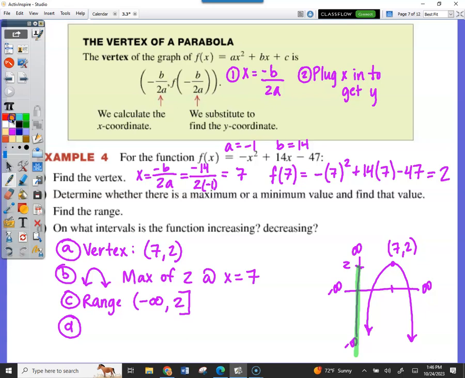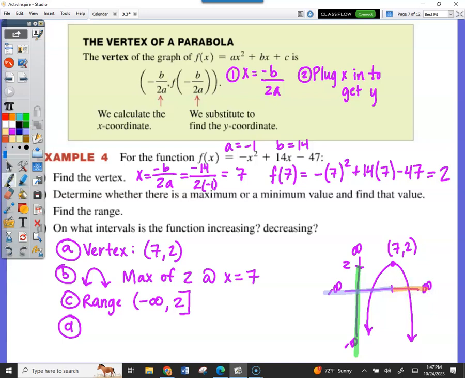Intervals of increasing and decreasing. I'm going to do purple for increase, orange for decrease. Imagine a runner running the graph. They would be increasing, that was not a highlighter. They would be increasing till they get to the vertex. Then they would do what? Decrease.